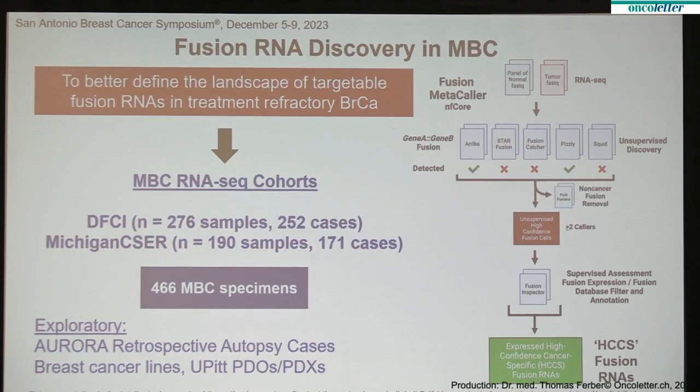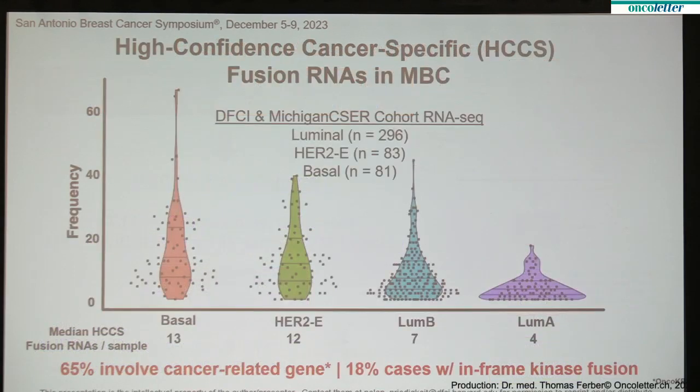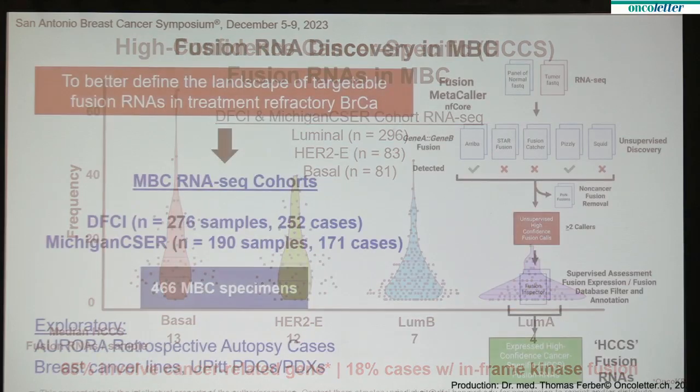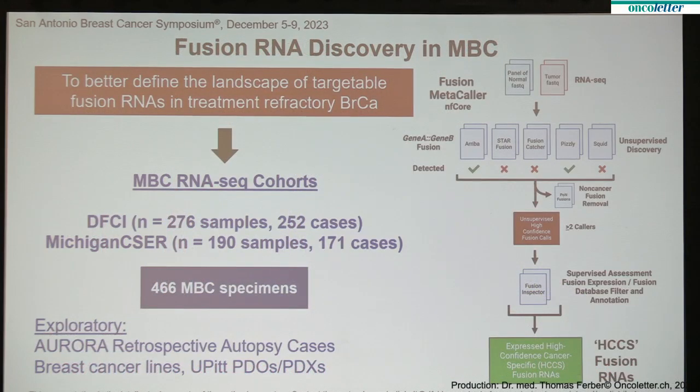So in order to test this hypothesis, we collated data from about 466 metastatic breast cancer specimens from Dana-Farber and other publicly available data sets, and we use what we feel is a rigorous fusion finding method to both call fusions and rule out false positives. And what we ended up with is a list of high confidence cancer specific, so not found in normal, fusion RNAs, and we had about a 90 to 95% validation rate in the lab.